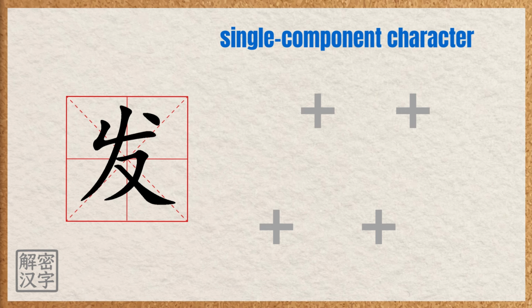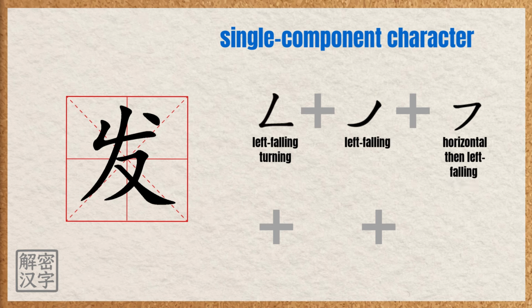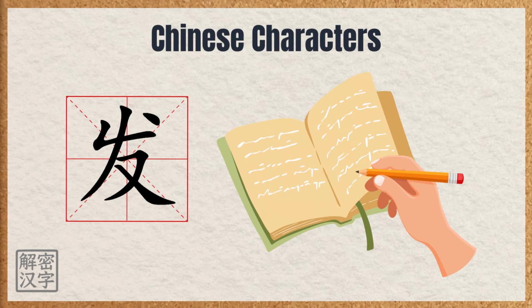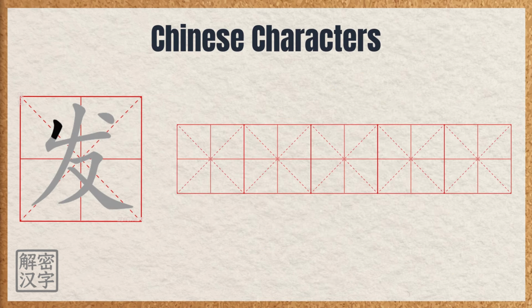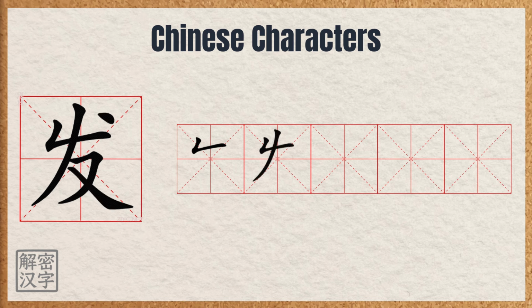The stroke order is left falling turning stroke, left falling stroke, horizontal then left falling stroke, right falling stroke, and dot. Now let's see how to write it. First, start in the upper left area of the grid and write a left falling turning stroke. Next, start from around the middle of the grid and write a left falling stroke, slanting down to the left.